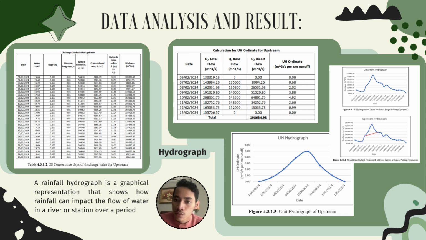So basically, a hydrograph is the graph that we can make, where the y-axis is discharge, meanwhile the x-axis is time, and our time is date. And based on our hydrograph, we chose the month of February. So there are about 28 days that we have to plot in the graph.